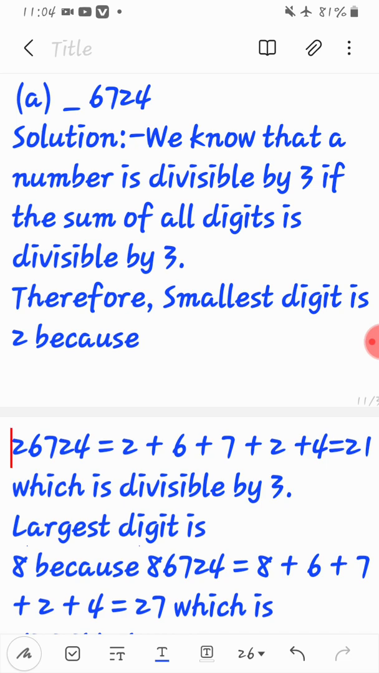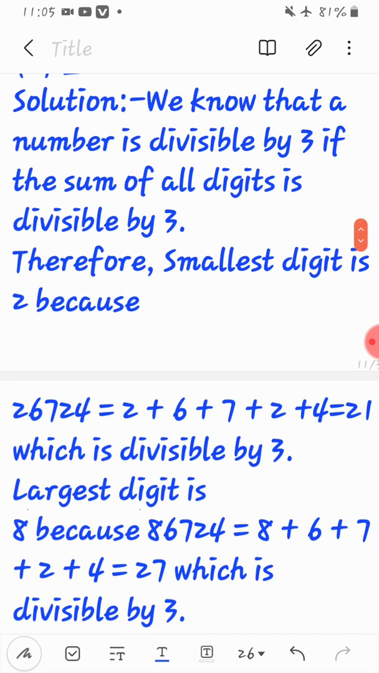So after 19, what is the number? 21 is the number which is divisible by 3. So 21 minus 19 is what? 2. So if we put 2 in the blank space, then we get 21, which is directly divisible by 3. Therefore, 2 is the smallest digit here.